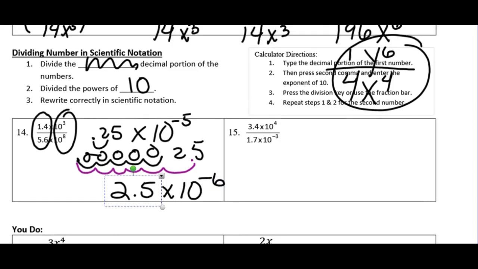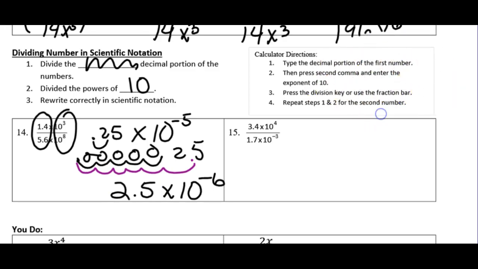Or you can use your calculator and follow these directions, which say type in the decimal portion. So 1.4. Then press second comma, above that you'll see there's EE. Then put your power of 10. You don't put the 10 in there, just the power of 3. Then we would use our division bar, divided by 5.6, our decimal portion. Second comma, and put our power, which is 8, and then hit enter. And we would get our 2.5 times 10 to the negative 6.